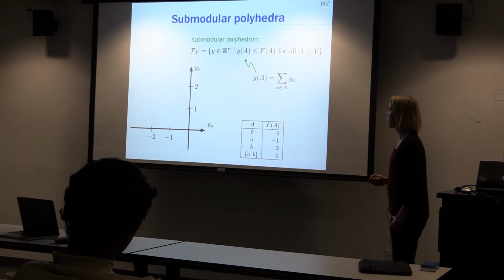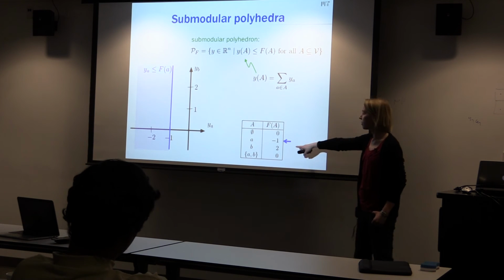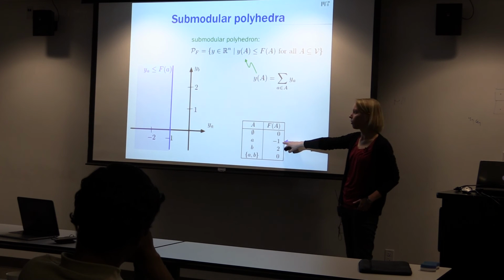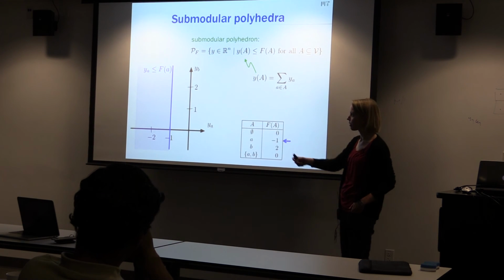So here's an example. What this says is that I have two elements in this example, A and B. The first coordinate should be smaller than -1, so this gives me a feasible set that's everything that's blue.